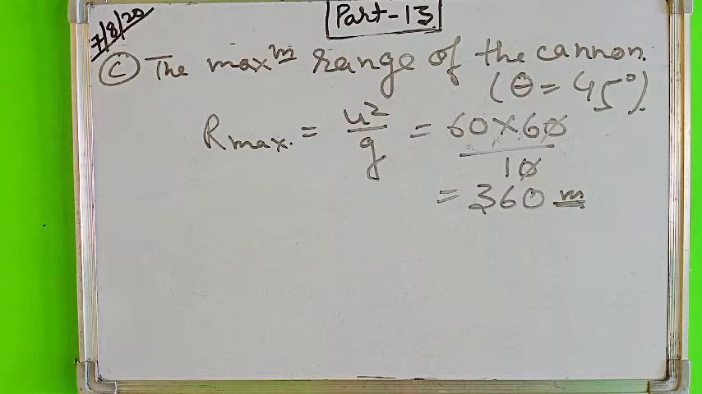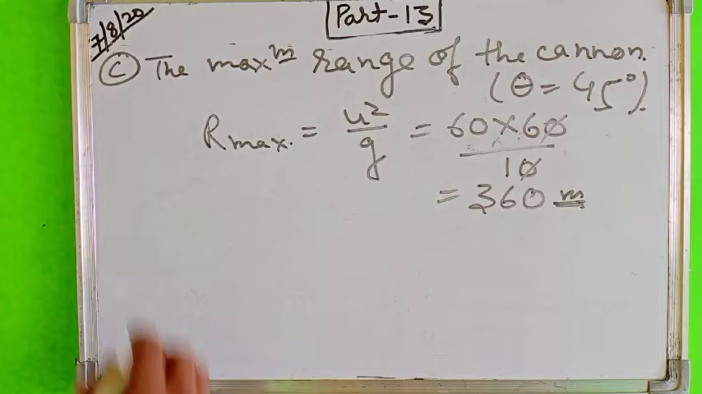So maximum range is 360 meter. And initially the ship is 830 root 3. So it is asked that how much the ship will shift so that the bullet is not going to hit the ship, means how much distance the ship will shift so that the bullet is not going to hit the ship.